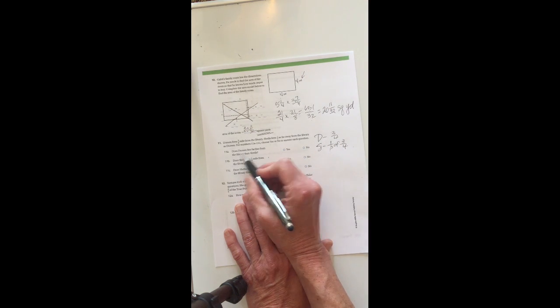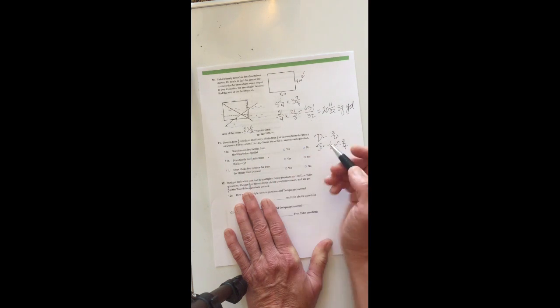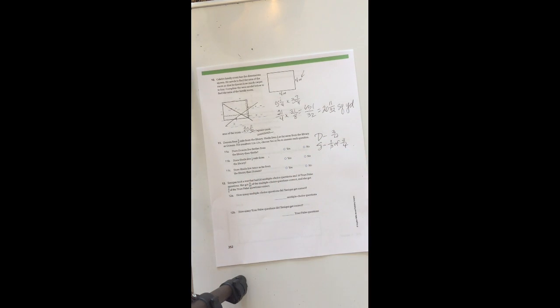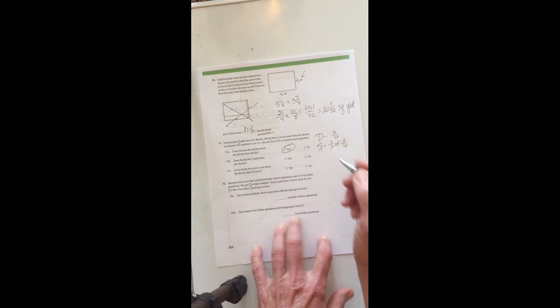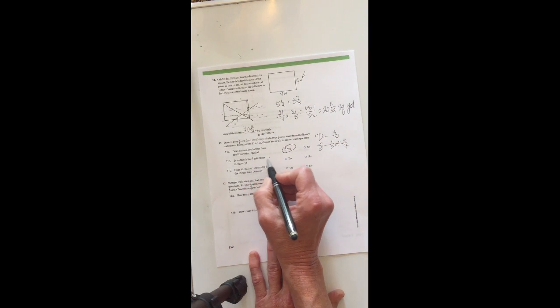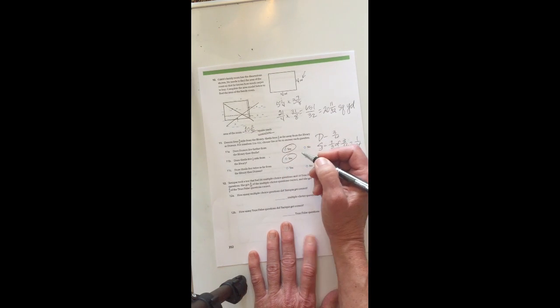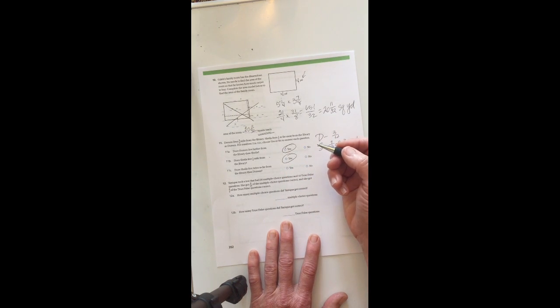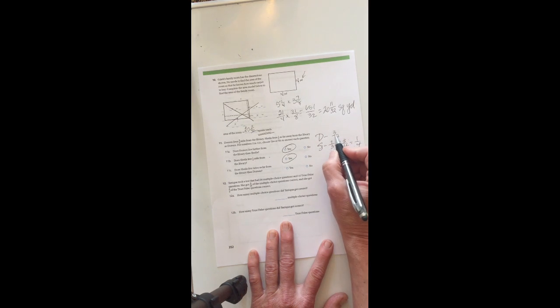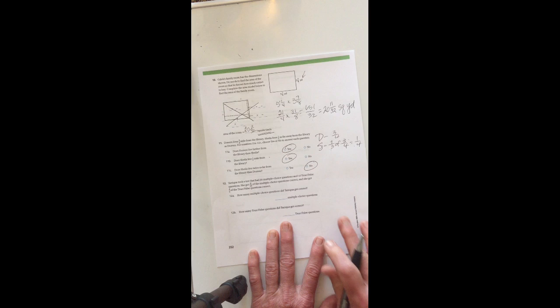So does Doreen live further than the library than Sheila? Yes, she does. And does Sheila live 1/4 mile from the library? Well, is 1/3 of 3/4 equal to 1/4? Well, yes, because if we swap these numerators, we would have 3/3 of 1/4. So yes, that is true. Does Doreen live twice as far from the library? Is 3/4 twice as far? No, it's 3 times as much. So we would say no.